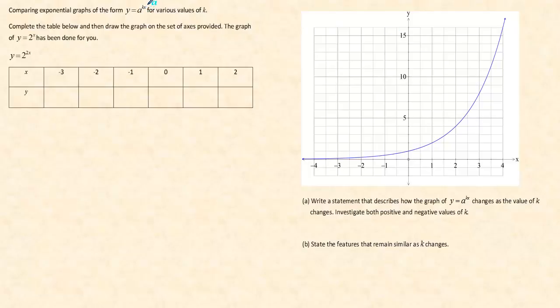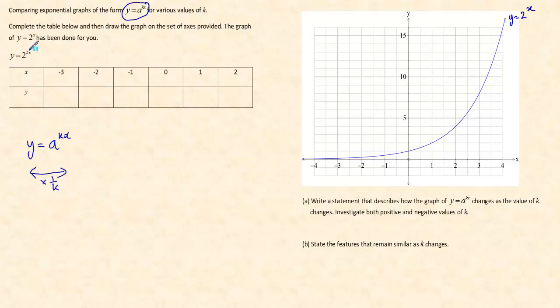We're going to compare exponential graphs of the form y equals a to the kx. Now, a to the kx, we know that the k multiplying the x directly inside the function should give us a horizontal dilation of scale factor 1 over k. So let's see what happens. Our reference graph is y equals 2 to the x. So y equals 2 to the 2x.